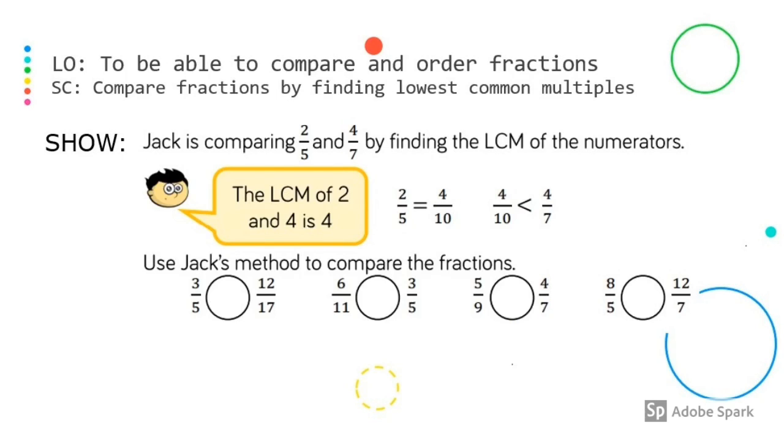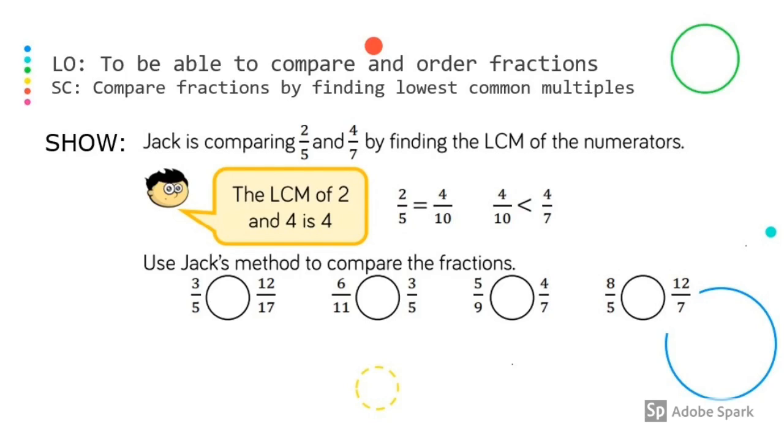Sometimes you may need to find the lowest common multiple of the numerators, or the top number. In Jack's question, he has found that the lowest common multiple of 2 and 4 is 4. 4 fits into both times tables. Therefore, he has converted 2/5 into 4/10 by multiplying both the top and bottom number by 2. Now he doesn't need to convert 4/7 because now in both fractions the numerators are the same.